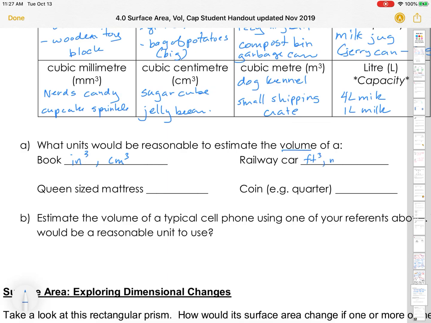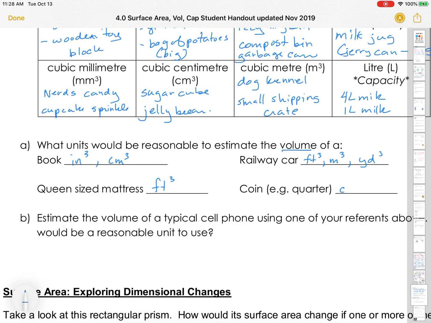Railway car. Well, you could go foot cubed, but they're actually pretty big, so it might be meter cubed or yard cubed, right? A queen size mattress. I think you would use feet cubed, because if you use meters cubed, you would have a partial, it would be smaller than that, right? I think feet cubed would work for that. And centimeters cubed or inches cubed would be a really big number. So I think feet cubed would be good for that.